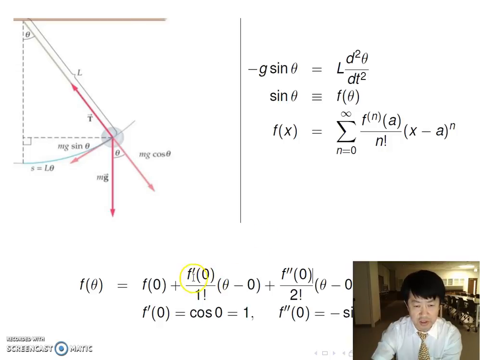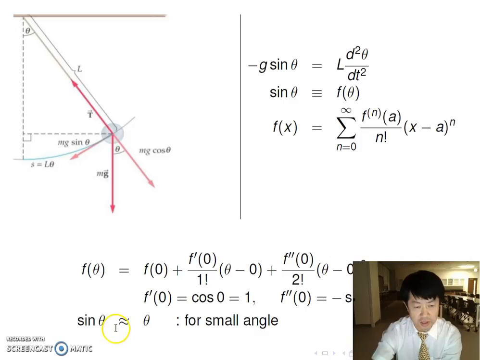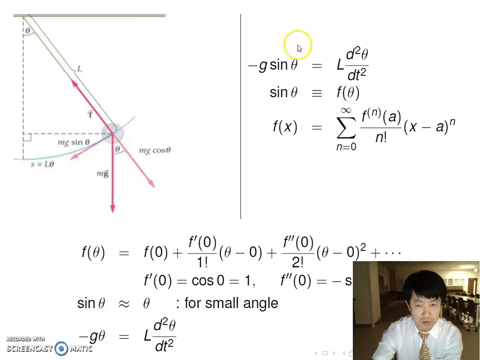Eventually, what's surviving is only this term. This is non-zero. All the rest is negligible or 0. F prime 0 is 1, so 1 over 1 is 1. Only theta is remaining. So we can say sine theta is approximately the angle itself, theta. So replace sine theta with theta.